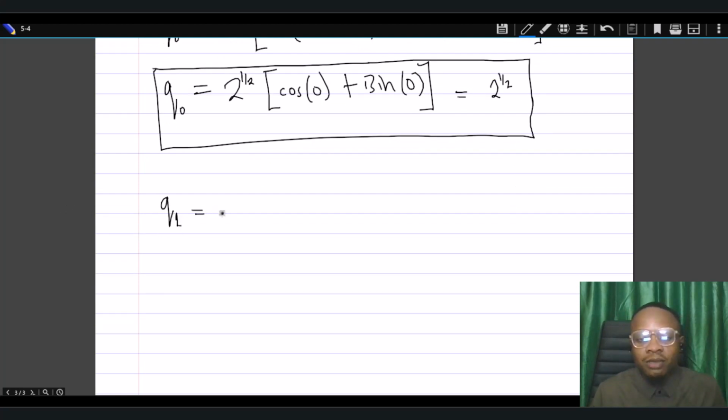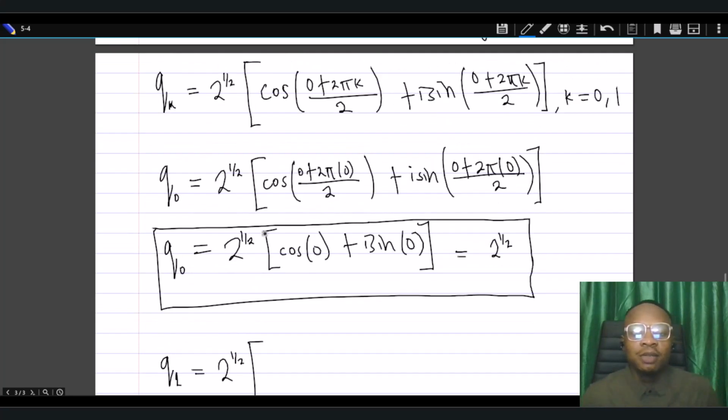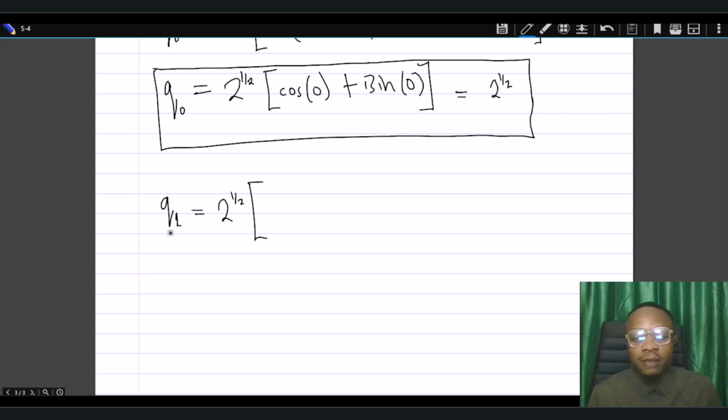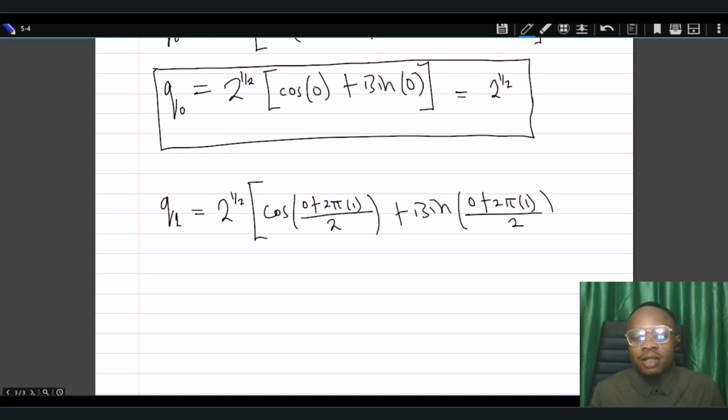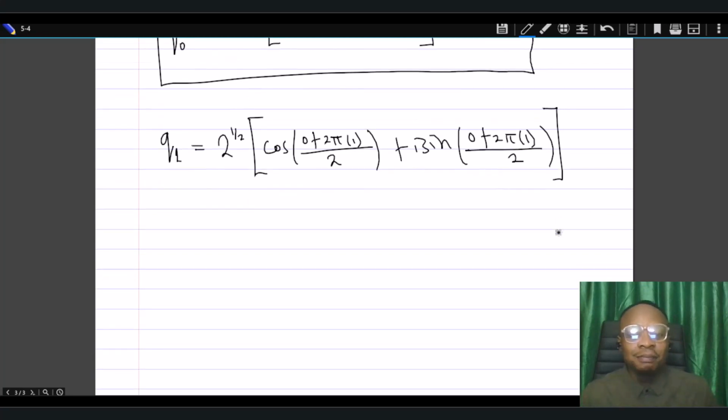Then q sub 1 will be equal to 2 to the power of 1 over 2 into, so this time around we'll have cosine of 0 plus 2 pi multiplying 1, then divided by n, our n is still 2, then we have plus i sine of 0 plus 2 pi multiplying 1, divided by 2. So this is the result from that, and by this we have our results in polar form.